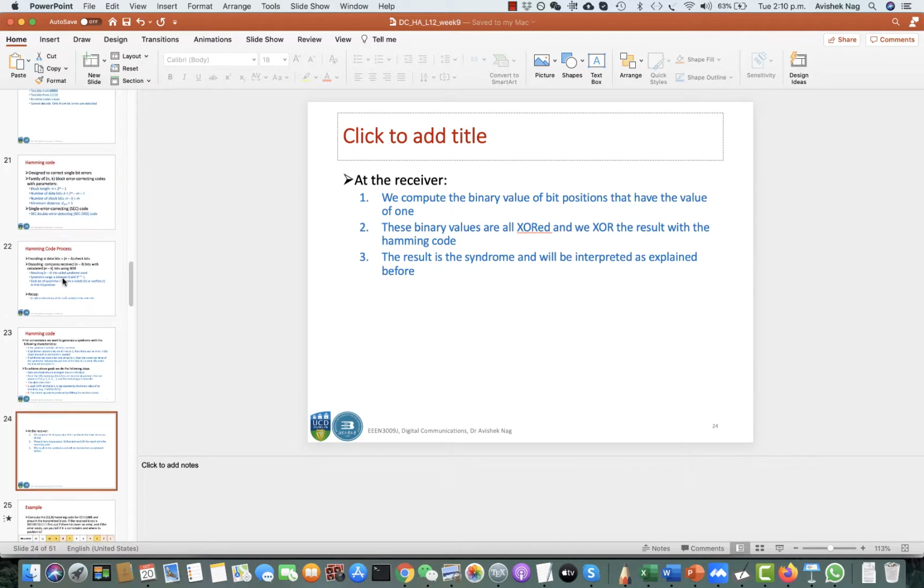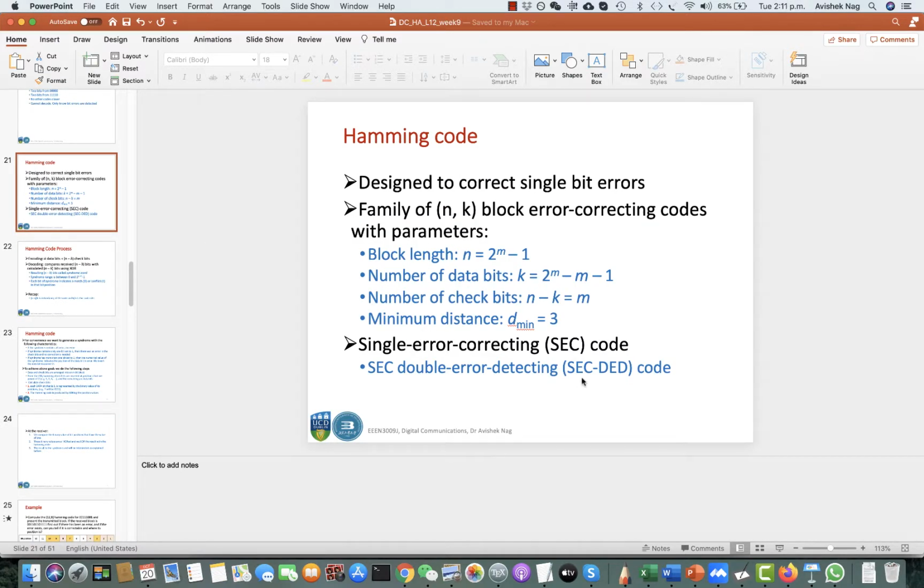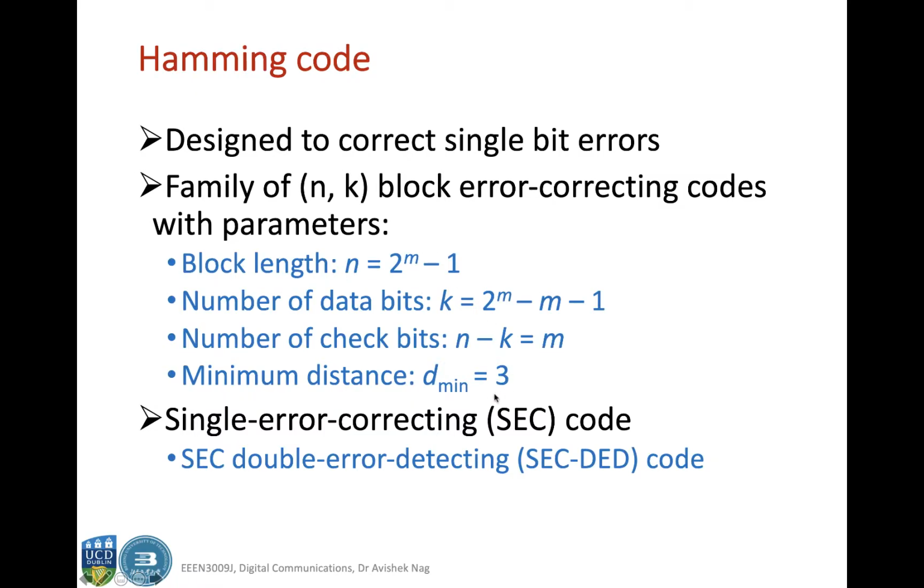If I go here in this slide, you can see that your dmin is 3, and if your dmin is 3, then you can correct a single error. So this is a single error correcting code. One error can be easily corrected using a code which has a dmin of 3. So that's why we are doing block interleaving.